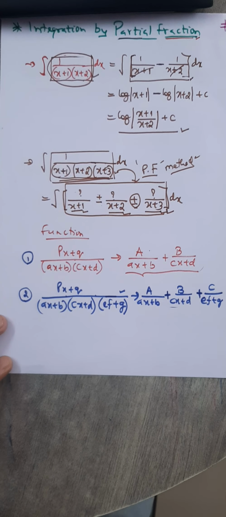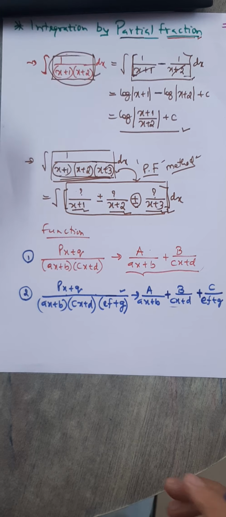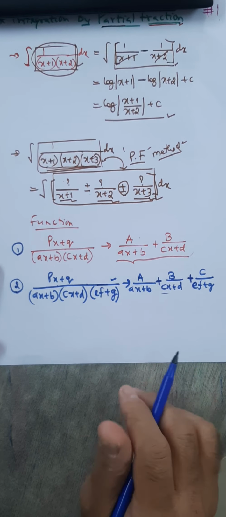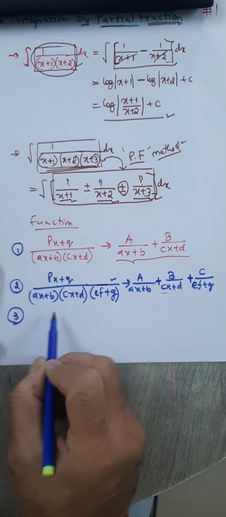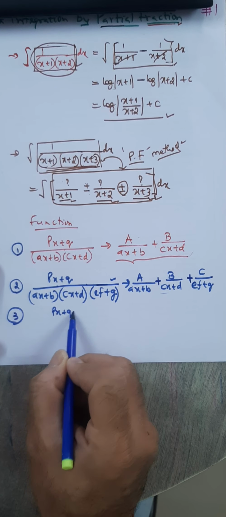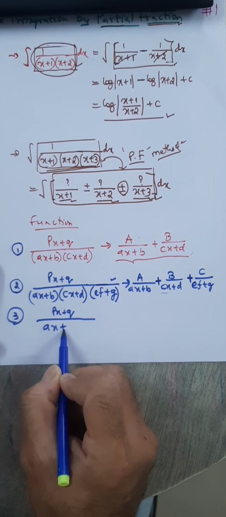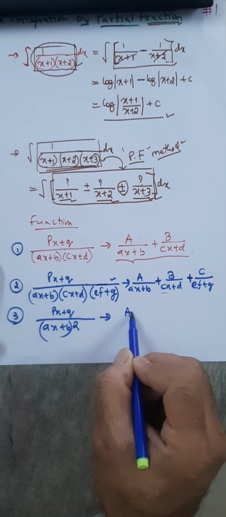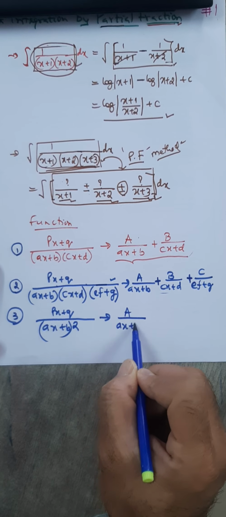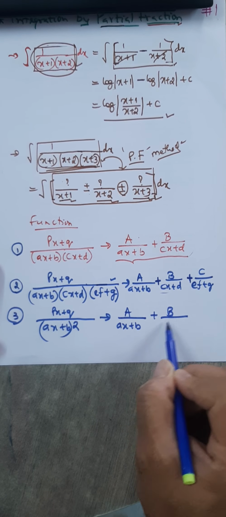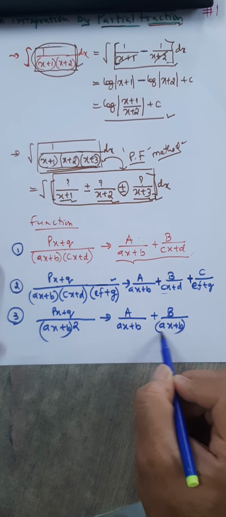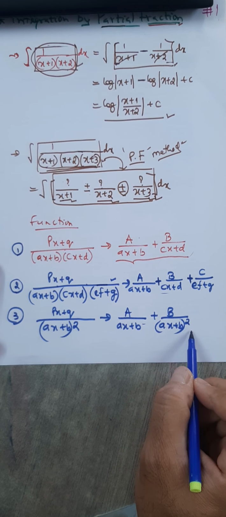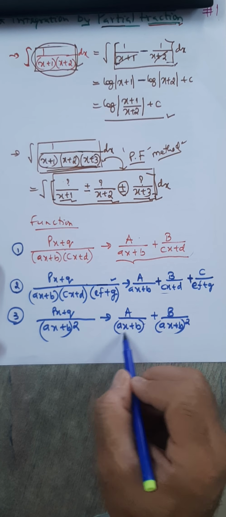Sometimes you may have a repeated factor. One more question here, the third one. Suppose I have a linear factor px plus q upon (ax plus b) the whole square, a repeated factor. In that case we write one constant upon ax plus b, plus another constant upon (ax plus b) the whole square. We take all powers, not only 2, remember. We consider all powers starting from 1.